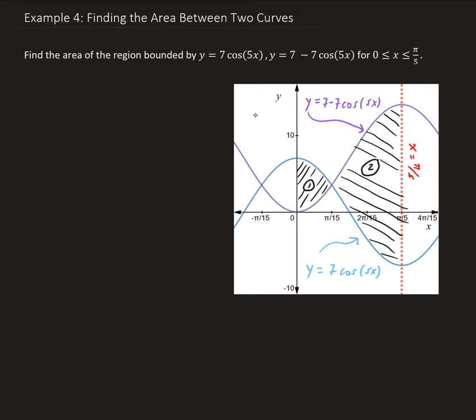So first, what we need to do is find out where these two functions cross each other. It looks like it's going to be around pi over 15, but we need to verify that. We're going to do that by setting these two functions equal to each other, so we find the intersection point, because that's how we're going to determine our bounds for the first area and for the second area.